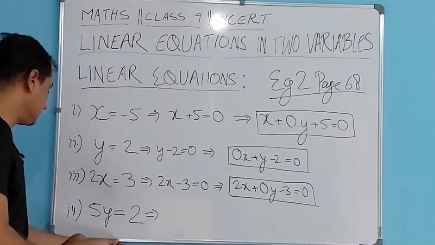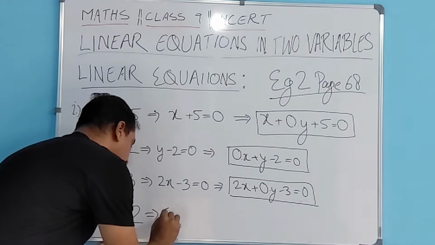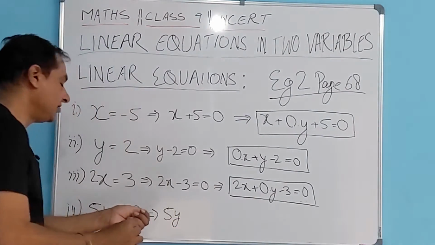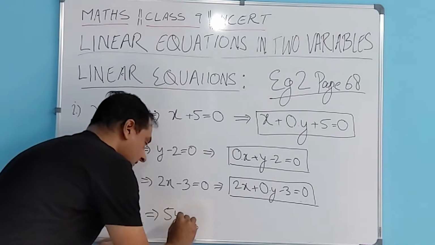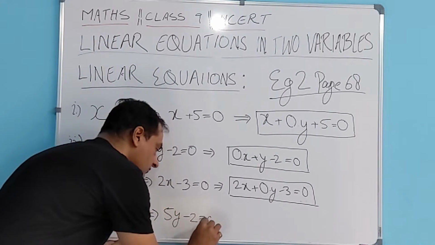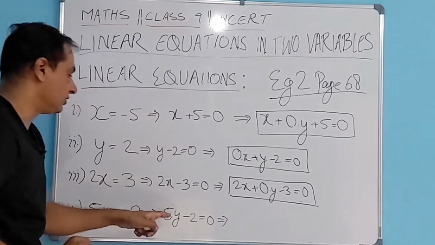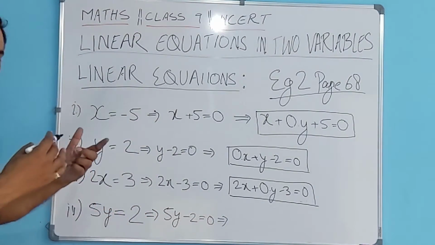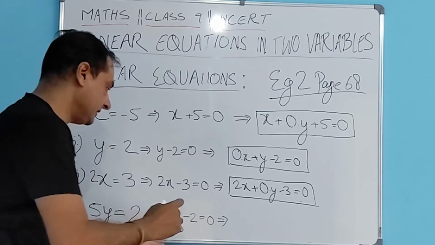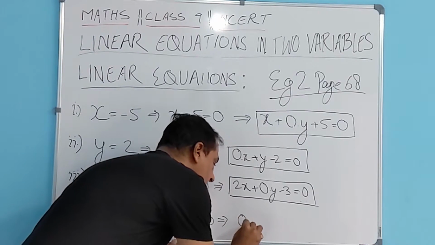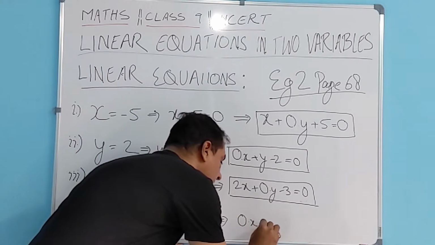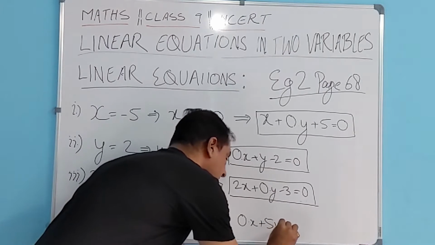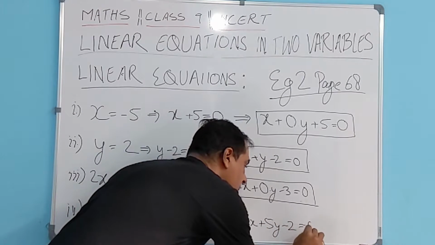We look at the fourth question. 5y, we bring 2 over to the left hand side, it will be negative 2 equals 0. Again, we do not see any x over here, but we have to write it, so what will we do? 0x plus 5y minus 2 equals 0.